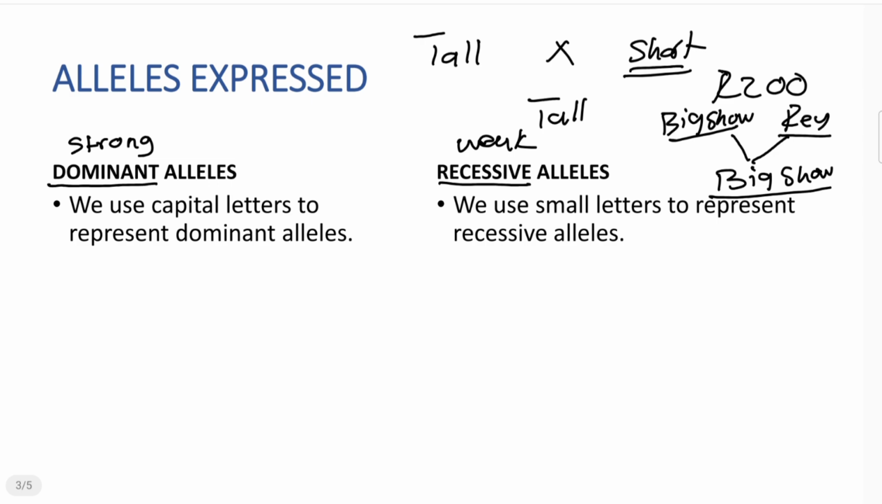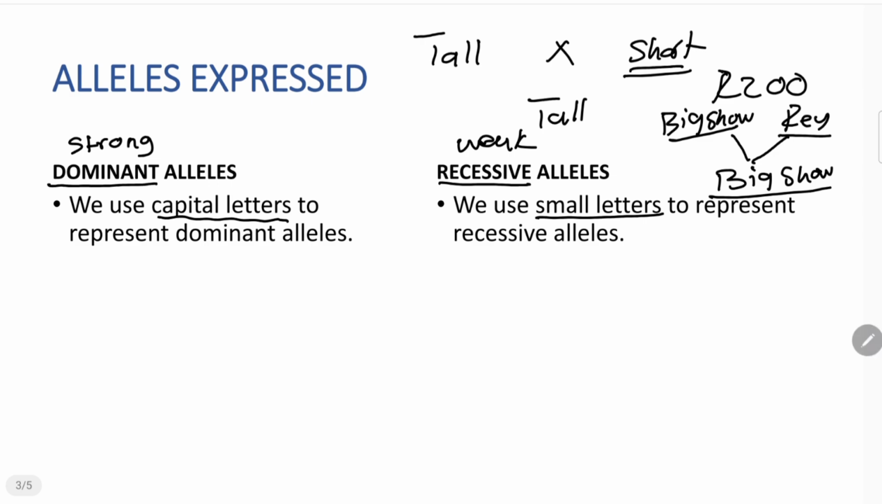So let's come back to these dominant and these recessive alleles. Now, we are going to use letters to represent these alleles. For the dominant trait, we are going to use capital letters. And for the recessive trait, we are going to use small letters. But which letters do we use? Which letters do we choose?